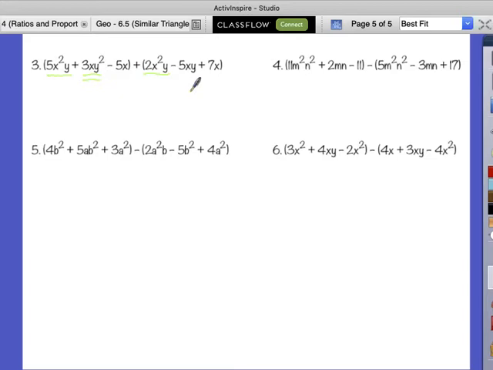So using that logic, what's going to get our 3 underlines? Negative 5x. Negative 5xy. And now, what has no y's? Negative 5x and then 7x. So those are 4 underlines.